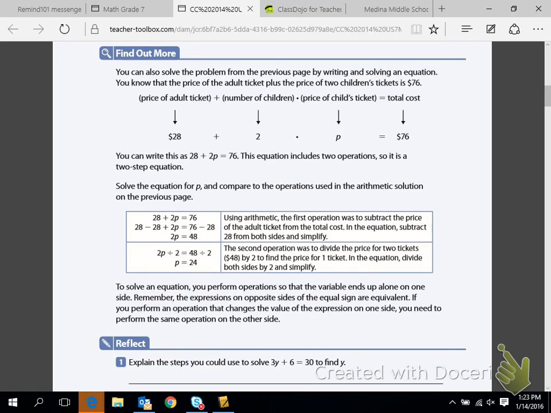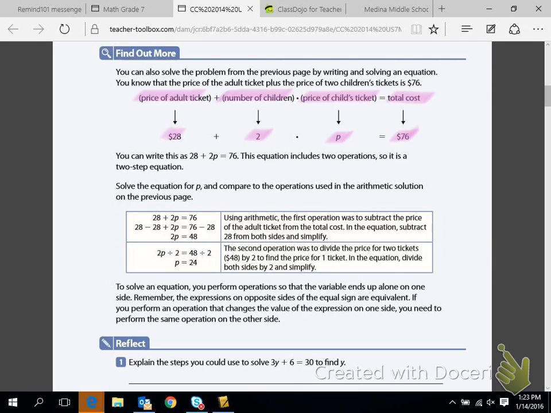If we then wanted to find out more, it says you can also solve the problem from the previous page by writing and solving an equation. You know that the price of an adult ticket plus the price of 2 children's tickets is $76. So if you take that statement and you say the price of an adult ticket, which is $28, plus the number of children, which is 2, times the price per child ticket, which is P, gives us the total cost of 76, then you can write this as 28 plus 2P equals 76.